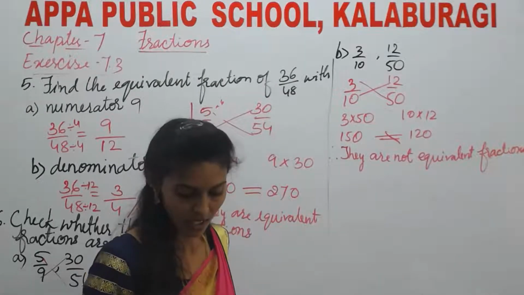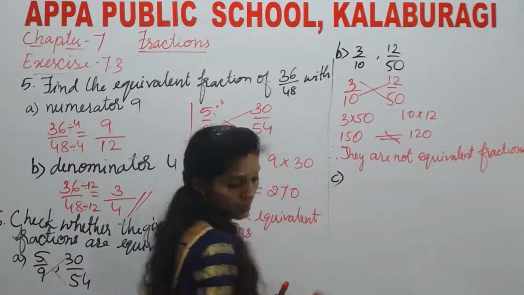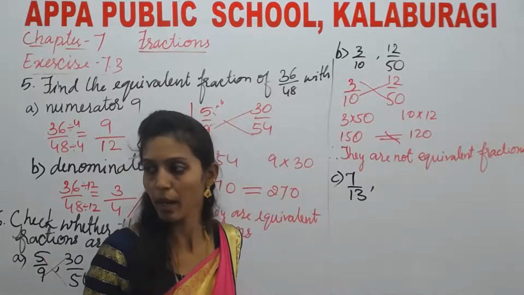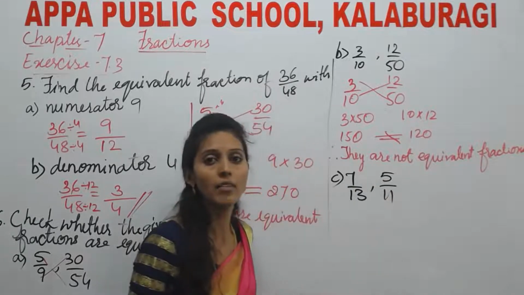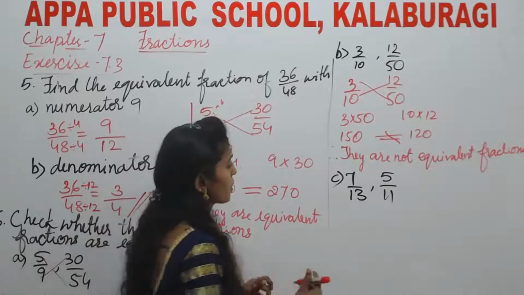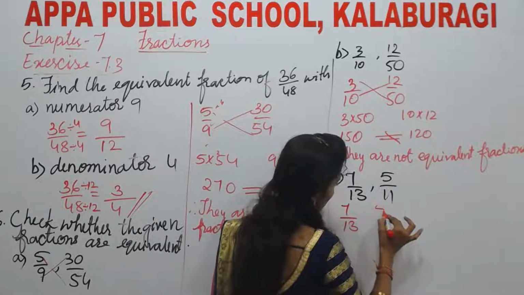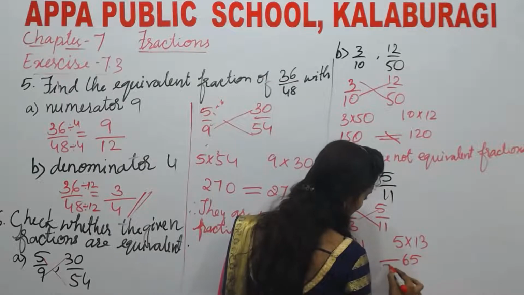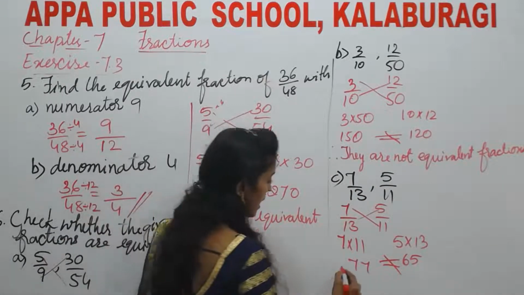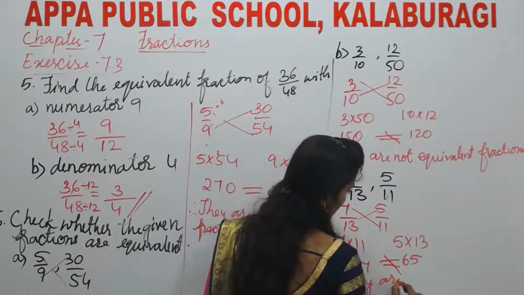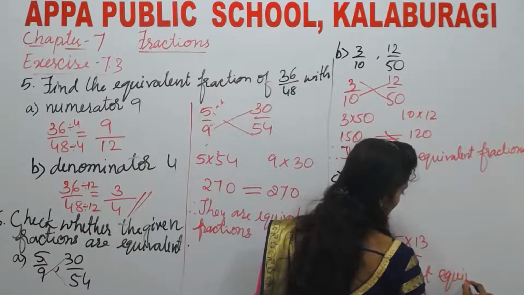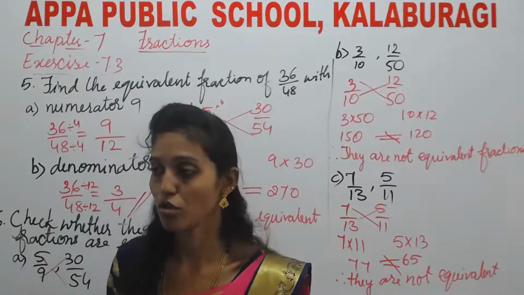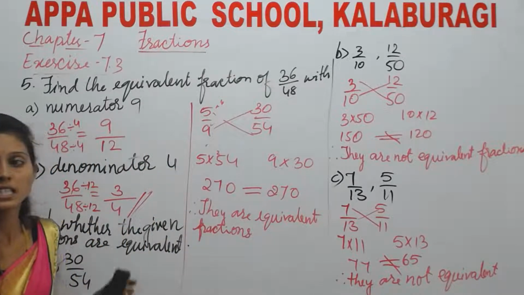Okay, next. Next one: 7 by 13, 5 by 11. Cross multiply, 7 into 5. Are they equal? No. So therefore, they are not equivalent fractions. Right? Let us go to the next exercise, that is the 7th bit.